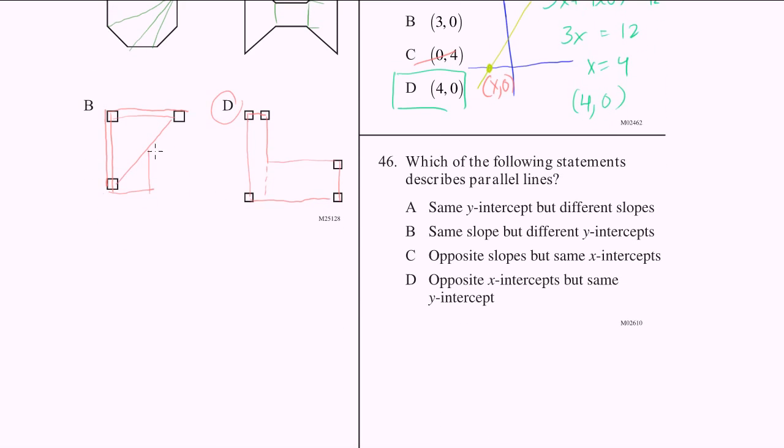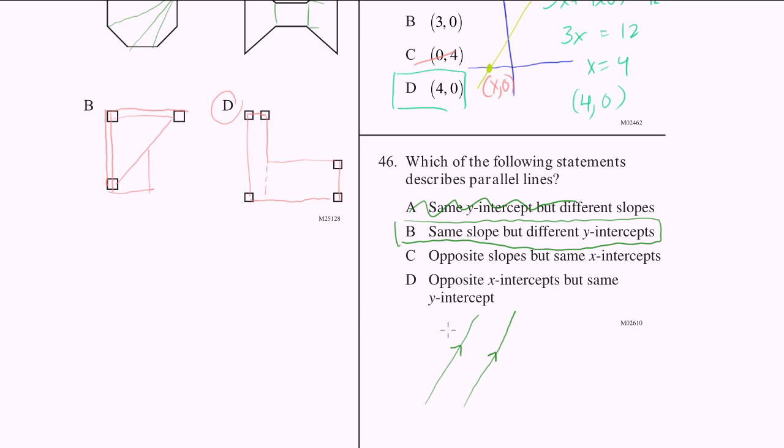Problem 46. Which of the following statements describes parallel lines? Parallel lines are just two lines that never intersect, that have the same slope, and they don't sit on top of each other. So those would be two parallel lines right there. Same y-intercepts, but different slopes? No, I just said they have to have the same slope. And they never intersect, so they can't have the same y-intercepts. It's not that one. Same slope, but different y-intercepts? That looks right. They're parallel, but they're not on top of each other.